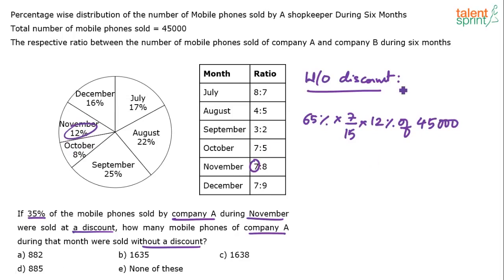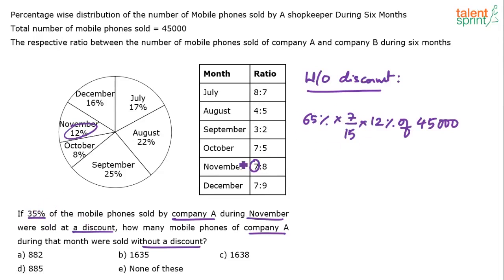See, here I cannot skip any value because there is no cancellation involved, right? It's only one particular value that we are trying to find out, the absolute value. In the previous case, it was the ratio. So we can avoid common values there, but here you cannot avoid anything. You have to take the whole calculation. So why have we taken 65%? 65% is the number of mobile phones sold without discount. How do we know 65% is the value? Because 35% was sold at a discount.